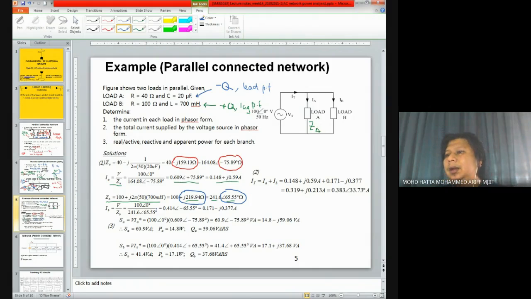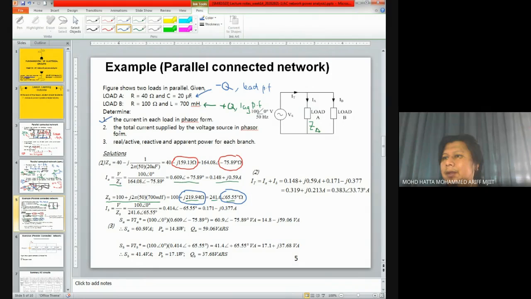Right? If you are required to write down the nature of the current and voltage relationship, for load A, you can say that current will always lead the voltage. And for load B, you can say that current will always lag the voltage, due to the characteristic or the nature of our impedance. Okay, we settle the first part.